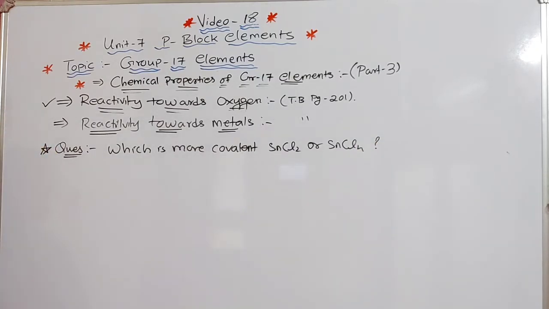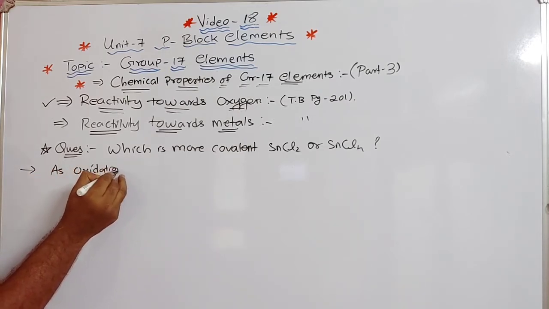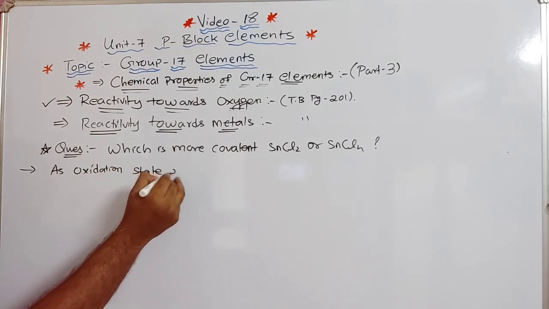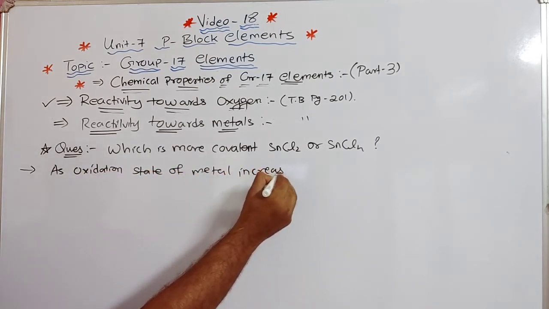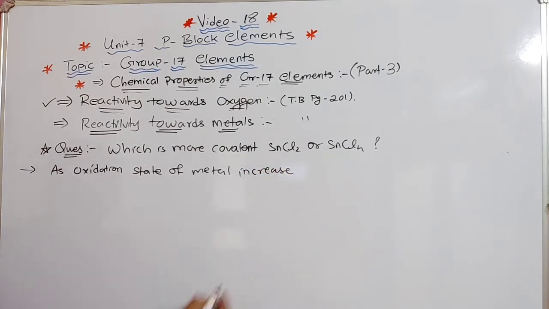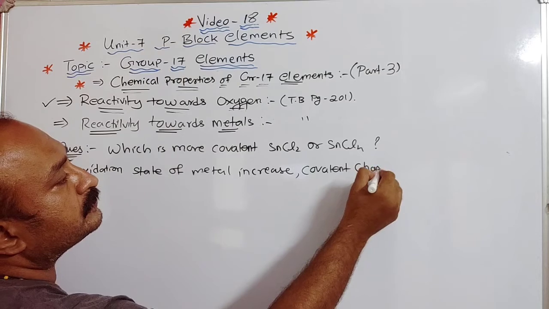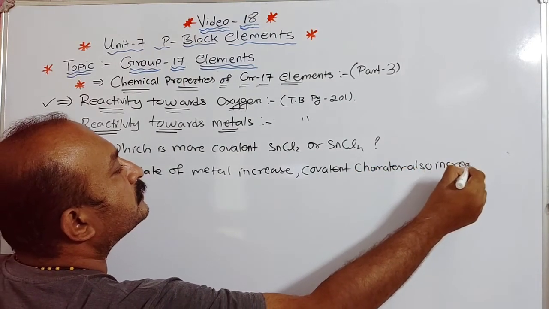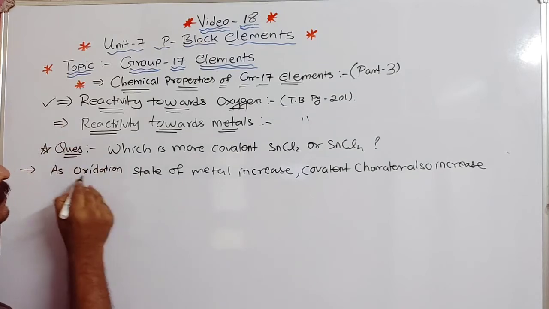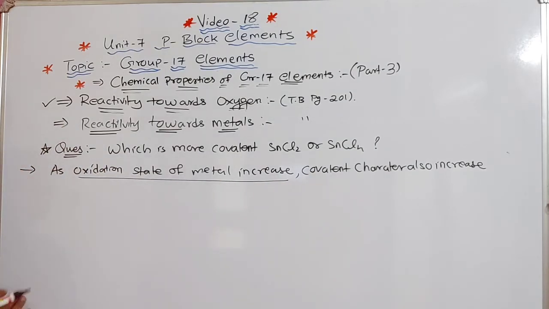SnCl4. Okay, we can write the answer here as: oxidation state of metal increases, covalent character also increases. Understood? So this is the most important. Oxidation state of metal increases, covalent character increases.